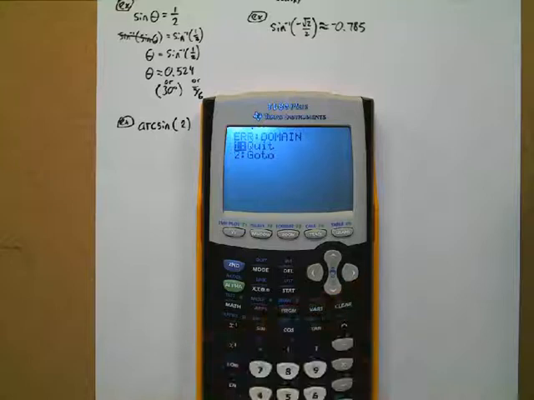So let's think about why that might be. Arc sine of 2, why do we get an error? It says error domain. Well, one thing we can look at here is the domain for arc sine, which is between -1 and 1, right?